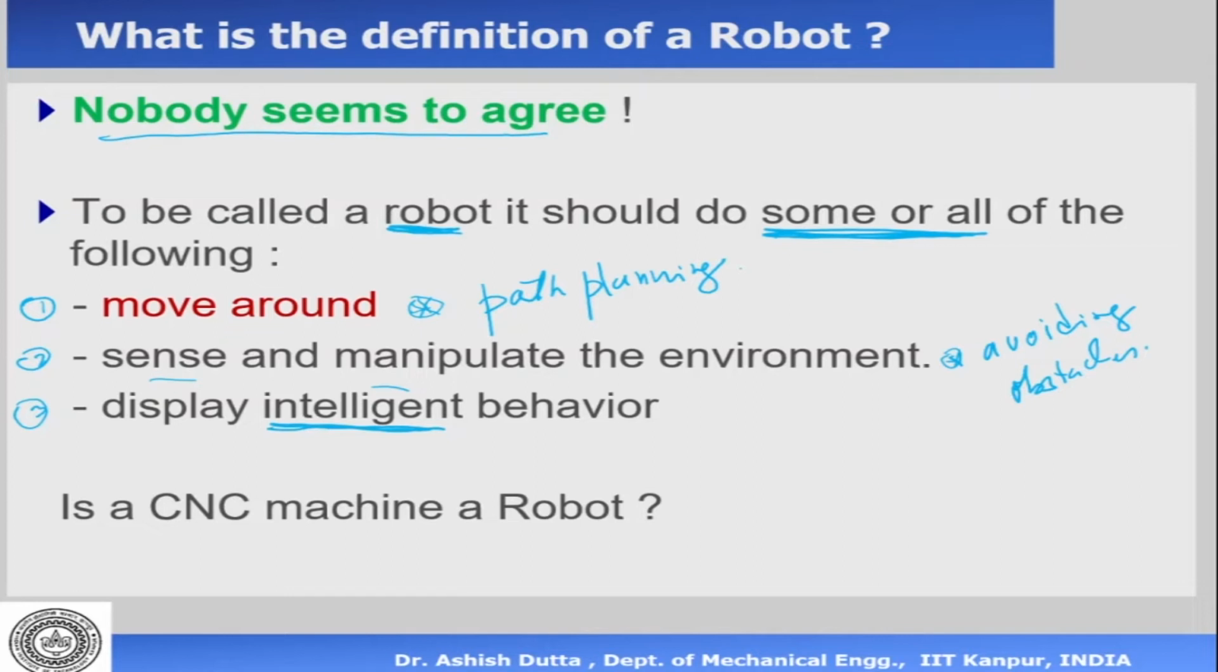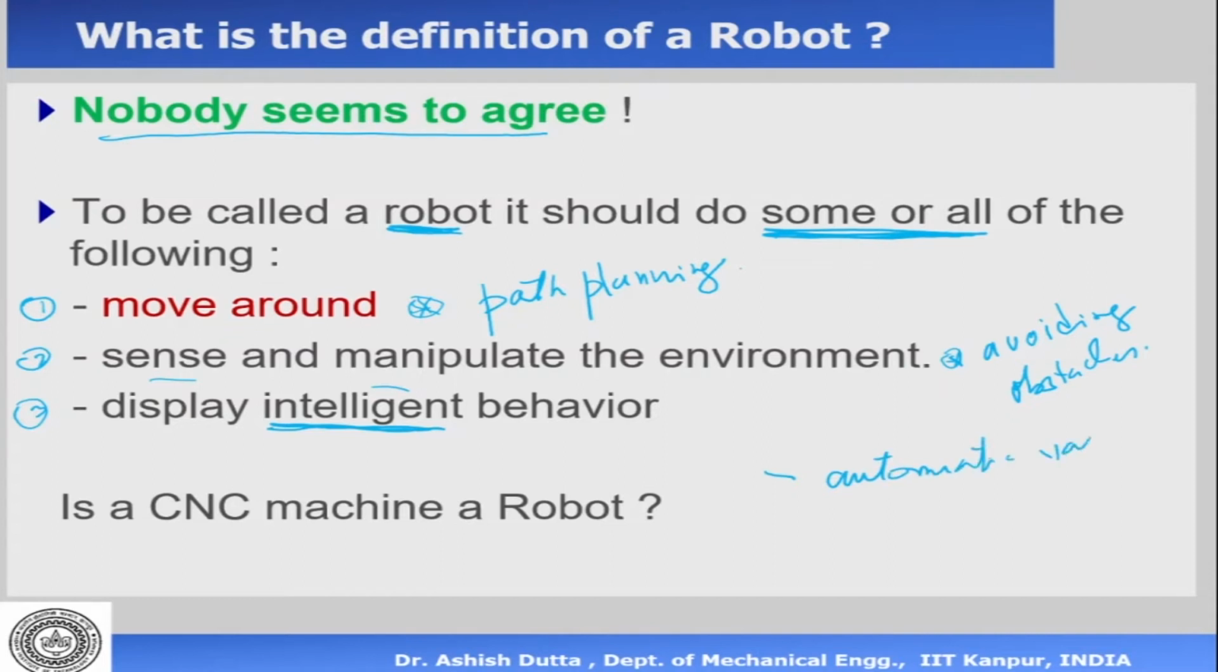Because a lot of the data that you get from the real world will not be exact. There will be errors in there. So how do you deal with it? That would require some kind of intelligence. But at the lowest level, we can say that a robot has intelligence if it can plan its action by itself and do some task by itself. So by this definition, if a system can do any or all of this, we can call it a robot.